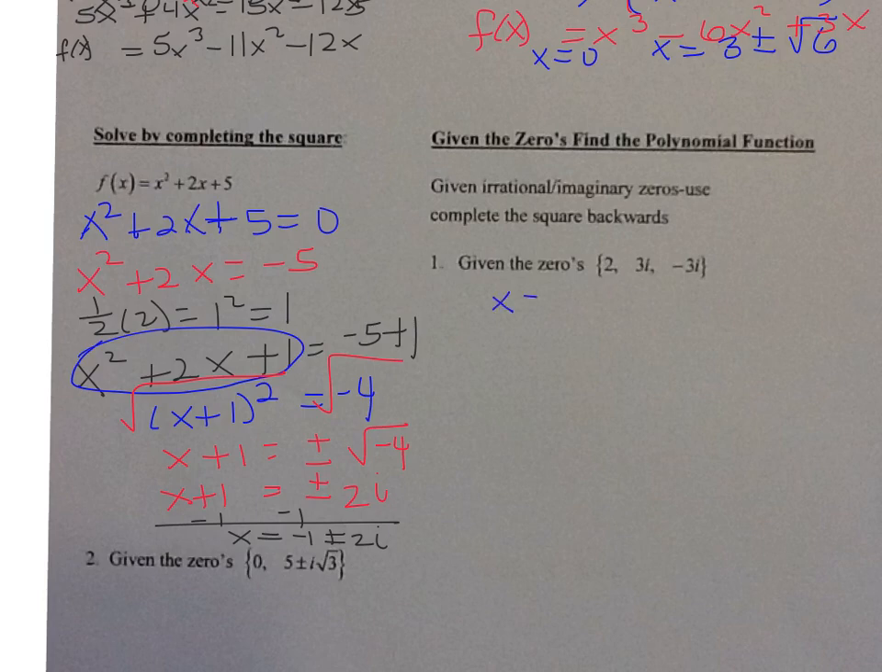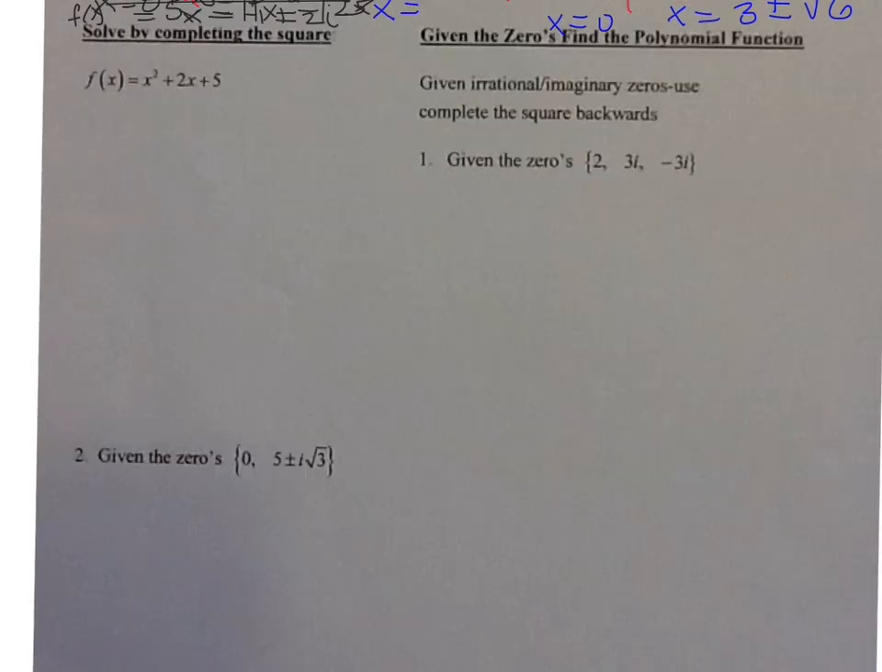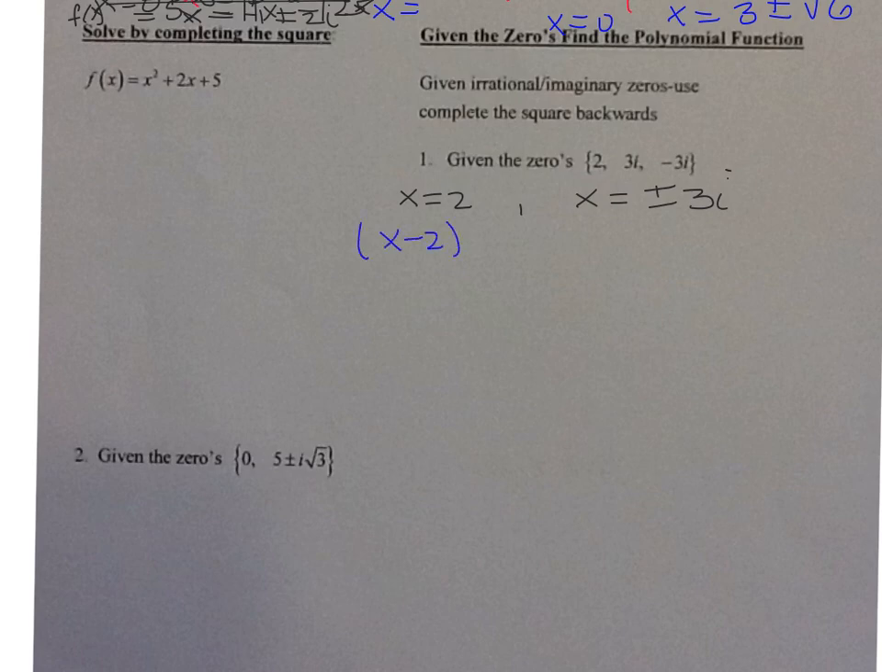So I have x equals 2. I'm just going to move everything. So x was equal to 2, and x is equal to plus minus 3i. Okay, so the x equals 2, that's actually x minus 2, right? That's my factor. Over here on the right side, I'm going to work backwards to complete the square.